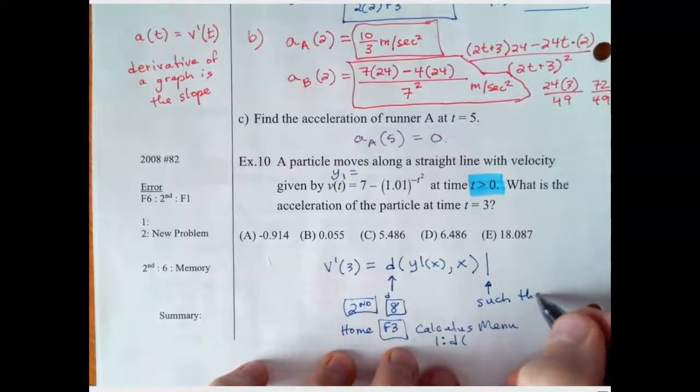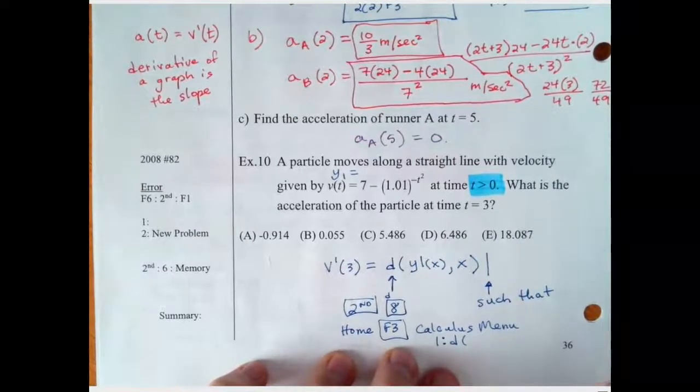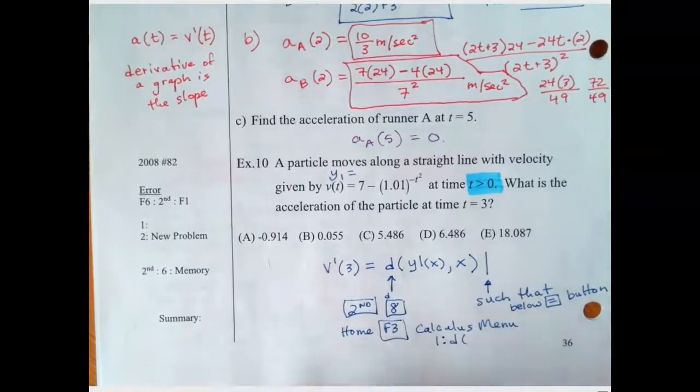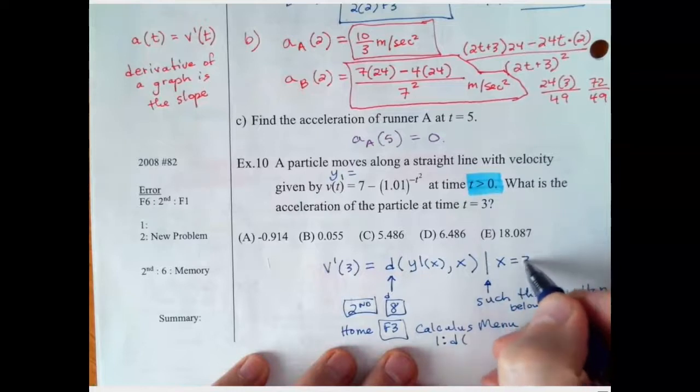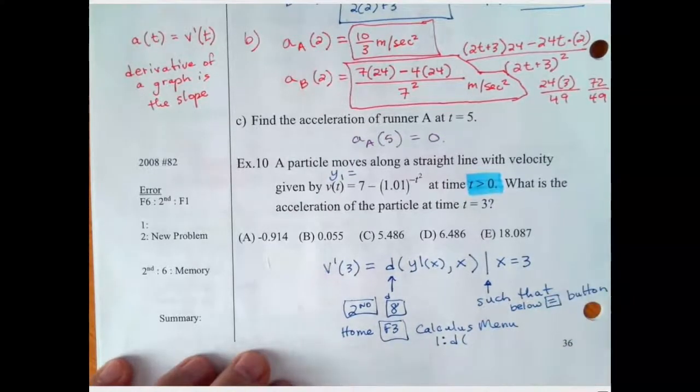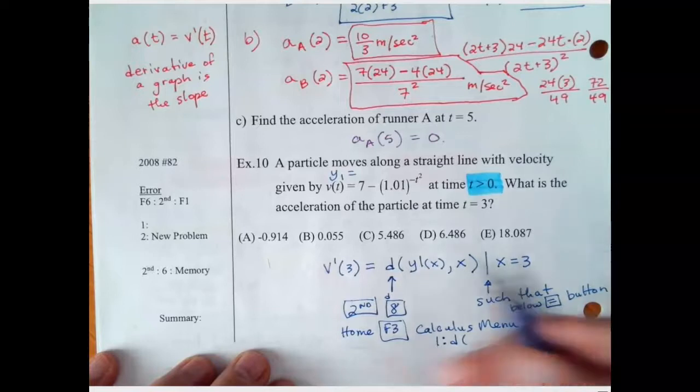own button, that is below the equal sign. And then you're going to tell it x equals 3. And that will give you the answer. So when the answer comes out, that's going to be here.